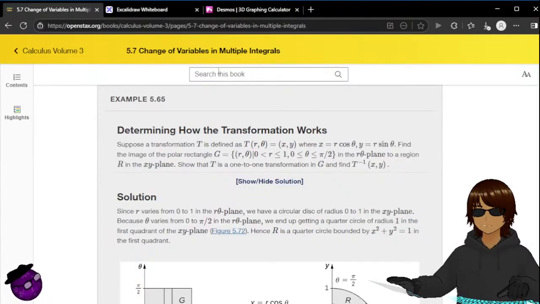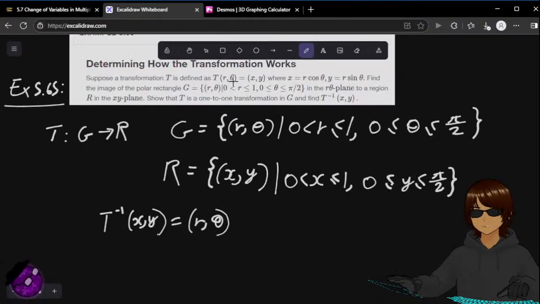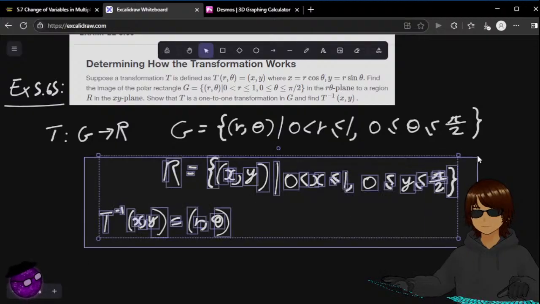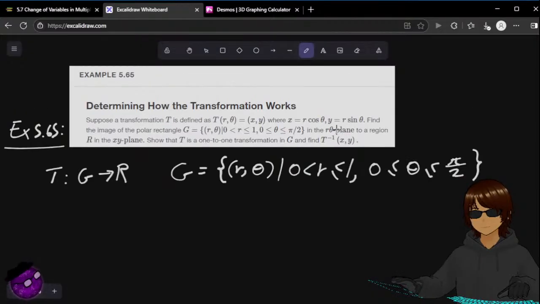Oh, where x is equal to r cos theta, I got this wrong. x is equal to r cos theta, y is equal to r sin theta. I don't know why I read this, sorry, I read this as x is equal to r. Wait, this is all wrong. x is equal to r cos theta, y is equal to r sin theta.